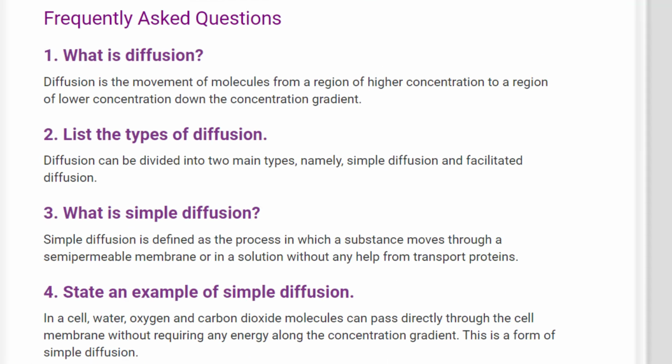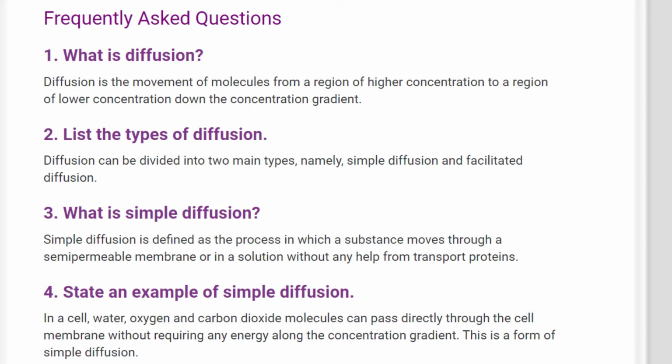Frequently asked questions. 1. What is diffusion? Diffusion is the movement of molecules from a region of higher concentration to a region of lower concentration down the concentration gradient. 2. List the types of diffusion. Diffusion can be divided into two main types, namely, simple diffusion and facilitated diffusion.